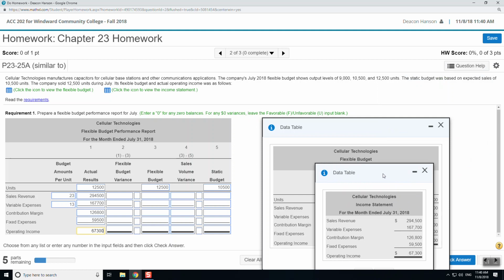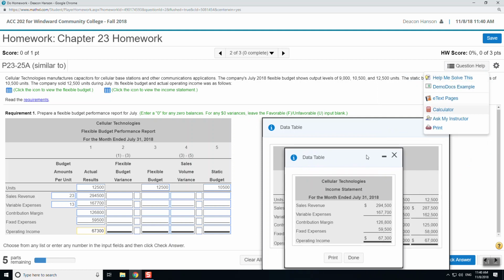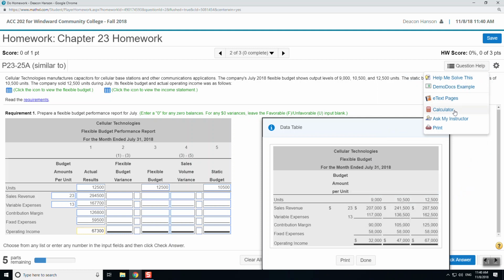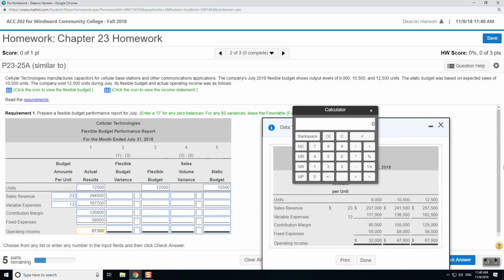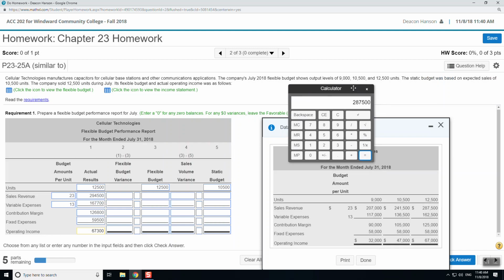Now, they've already prepared it for me, so I'm going to just do one to show you how they got it. If we were to take the actual number of units, but multiply it by the budgeted amount per unit. So we'll just test it here. I'm going to take 12,500 times 23 for the revenue. Okay, that gives me 287,500. So that's basically what we're doing. We're flexing the budgeted per unit amounts, okay, by multiplying it by the actual number of units that we sold.